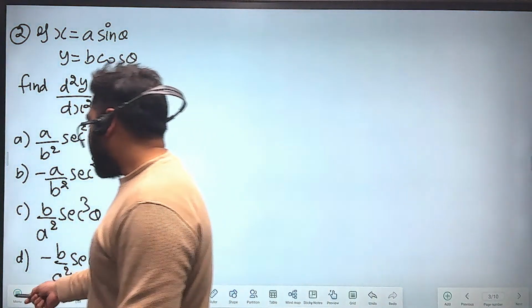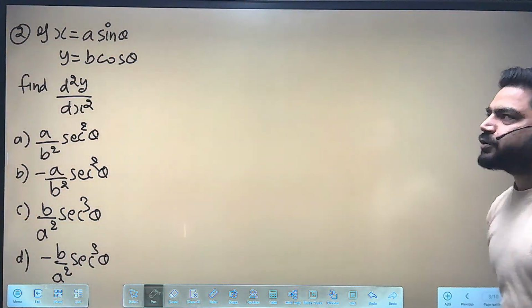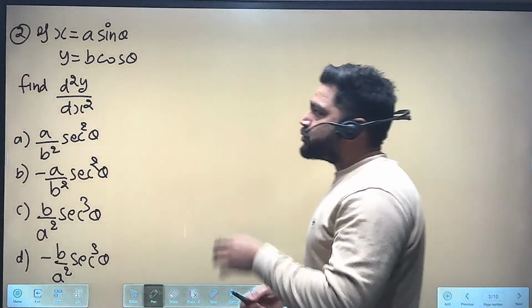So in this class we have 5 questions. One we already have discussed, and 4 more we will discuss now. And this is the second question. X is given in terms of theta here, a sine theta, and y is given in terms of theta, that is b cos theta. Now students will ask that in this question, what is the parameter?